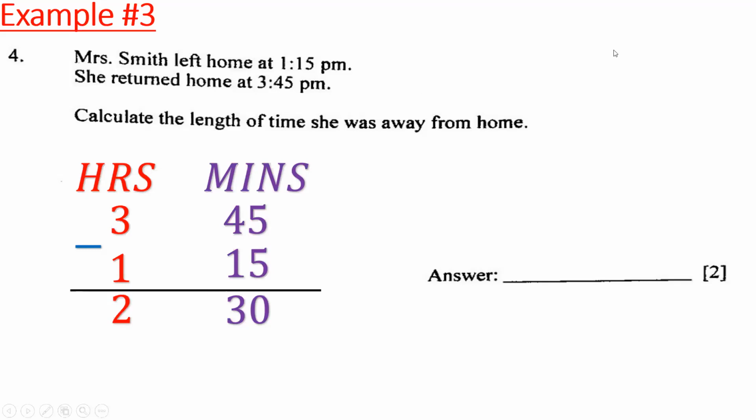Did anyone get 2 hours and 30 minutes? I did. Okay, anyone else got 2 hours and 30 minutes? I did. Okay, good. 2 hours and 30 minutes. Okay, so that's how we do that one. So all this one is just what? Subtracting time.